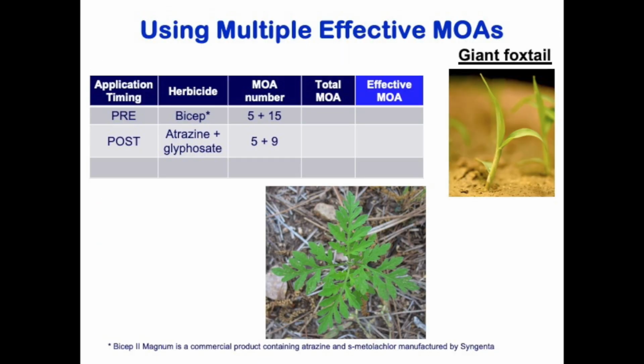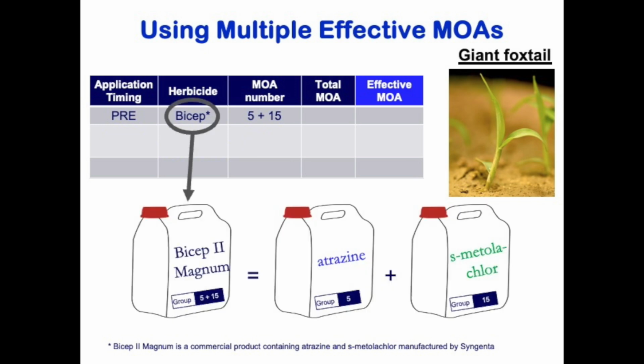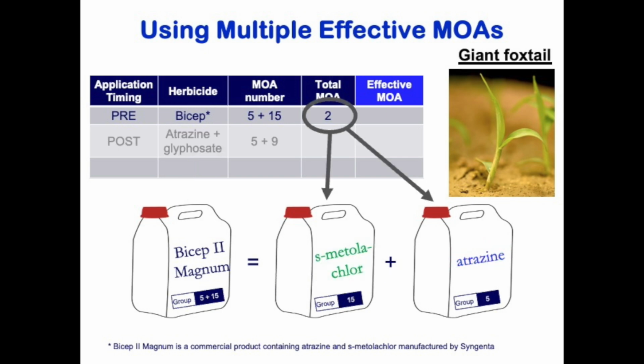Let's take a look at an example of giant foxtail and glyphosate-resistant common ragweed management in corn. Our pre-emergence herbicide is Bicep II Magnum, a combination of atrazine plus S-metolachlor. Atrazine is a group 5 herbicide and S-metolachlor is a group 15. So in this example, we're getting two different modes of action with Bicep II Magnum.